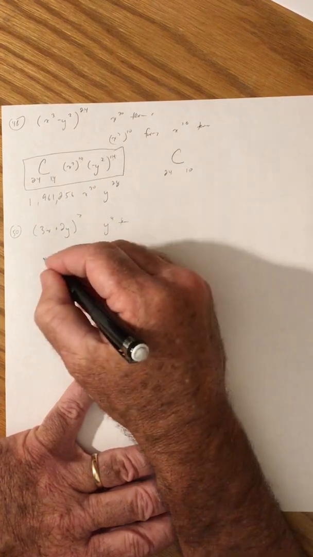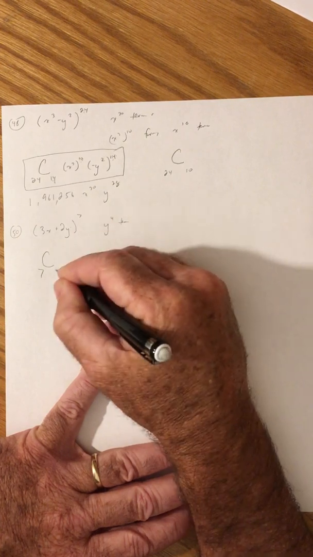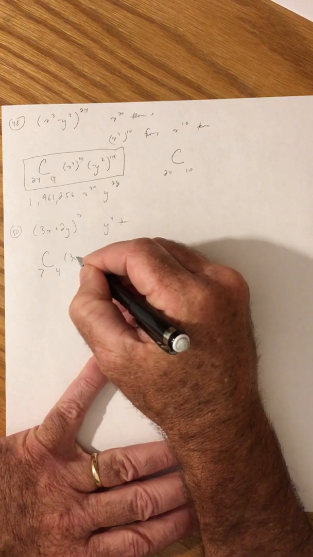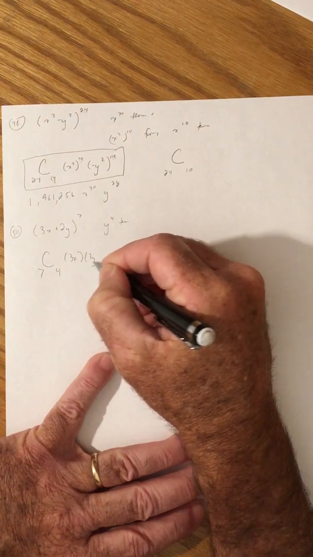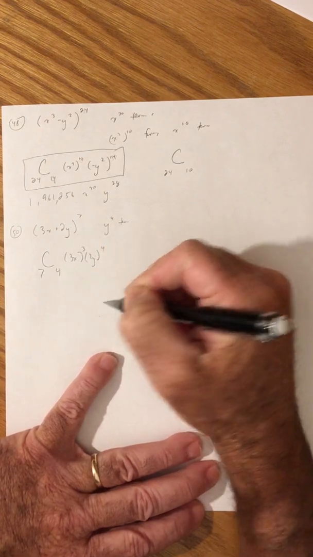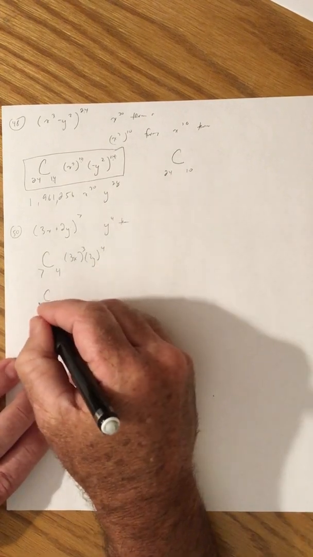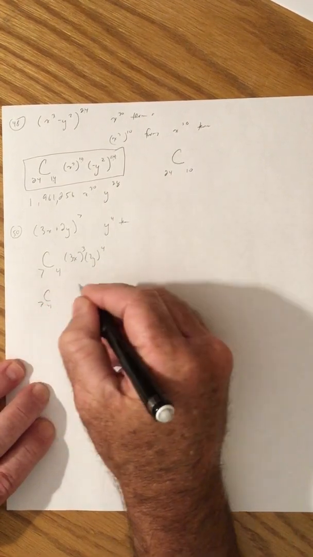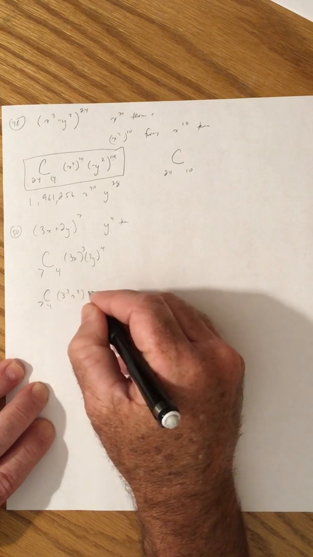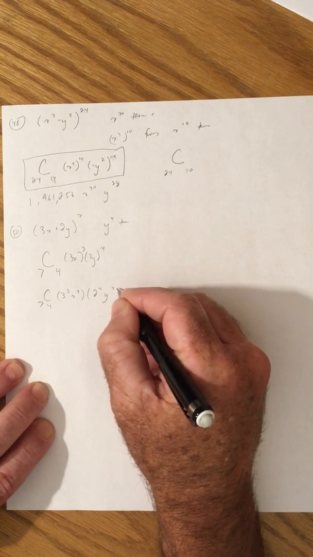All right, so again, we're going to have a combination of 7 things, 4 at a time because we're raising the y term to the 4 power. And that's going to be 3x to some power and then 2y to the 4th. Now this is going to have to be 3 because those two numbers have to add up. All right, so that's going to be the combination of 7 things, 4 at a time, times 3 to the 3rd, times x to the 3rd, times 2 to the 4th, times y to the 4th.